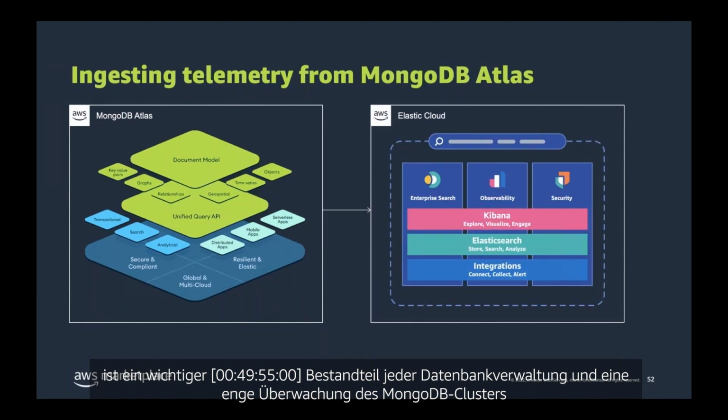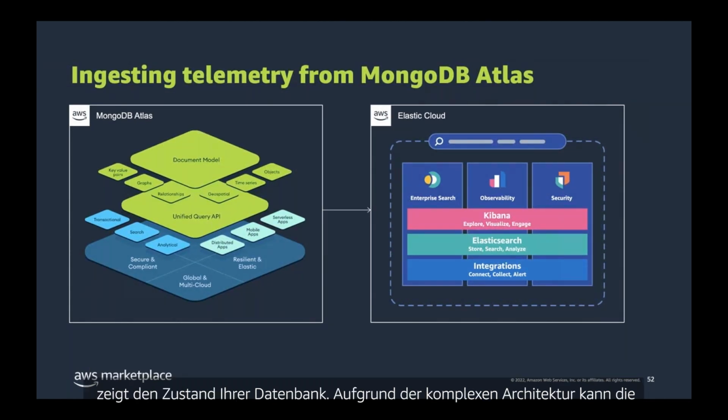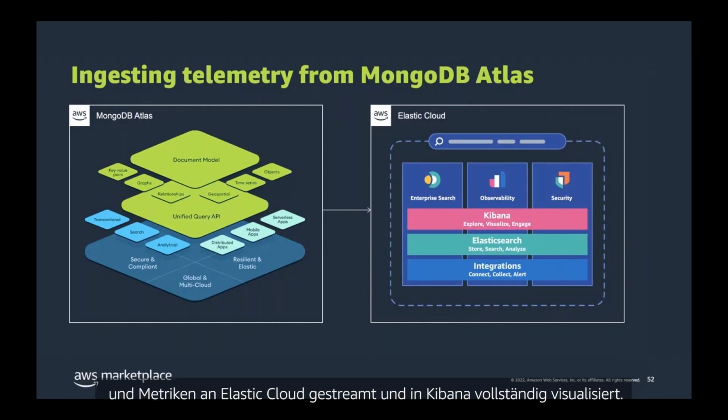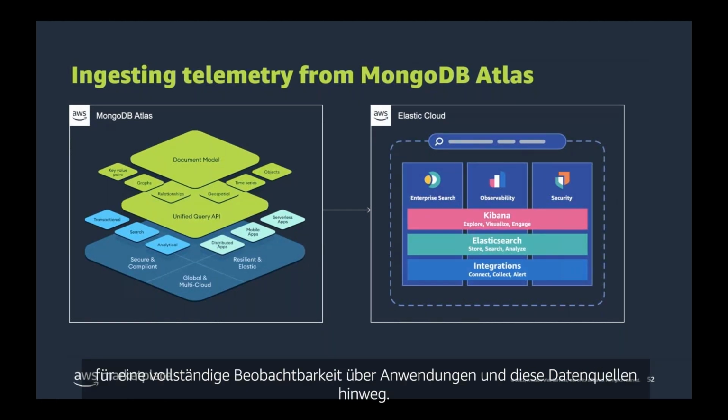MongoDB monitoring is a critical component of all database administration, and tight MongoDB cluster monitoring will show the state of your database. However, due to its complex architecture, monitoring can be a challenging task. With the Elastic Agent, logs and metrics are streamed to Elastic Cloud with full visualizations in Kibana. Elastic Cloud supports integrations with both MongoDB and Databricks for full observability across applications and these data sources.